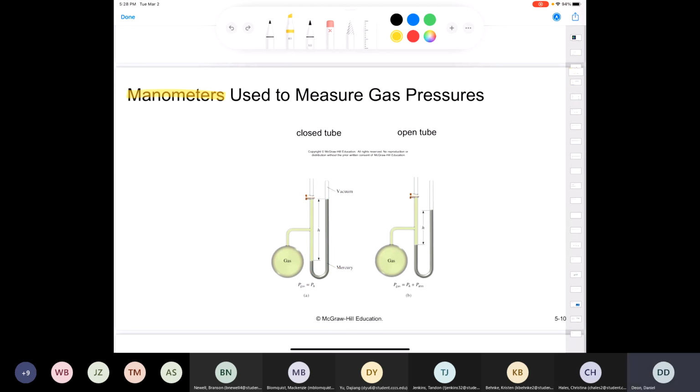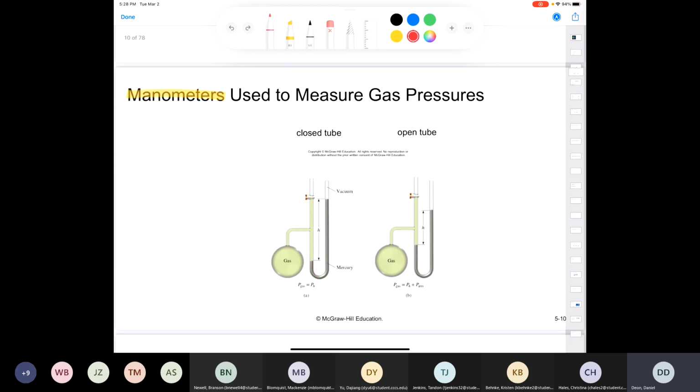what would the pressure of the gas be? Okay, well, if this end of the tube is closed, right, and there's just a vacuum up there, what's forcing the mercury to be higher on this side than it is on this side over here? It's the pressure of the gas, right? It's the particles of the gas that are pushing down on the mercury, which is causing it to rise up on the other side of the tube.